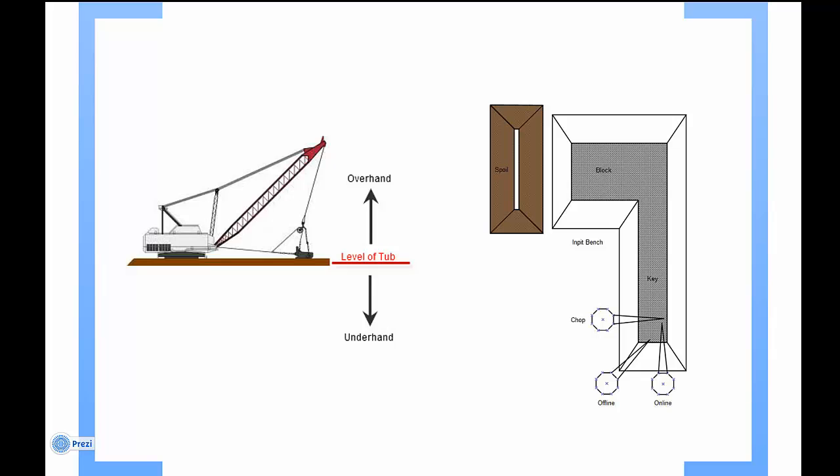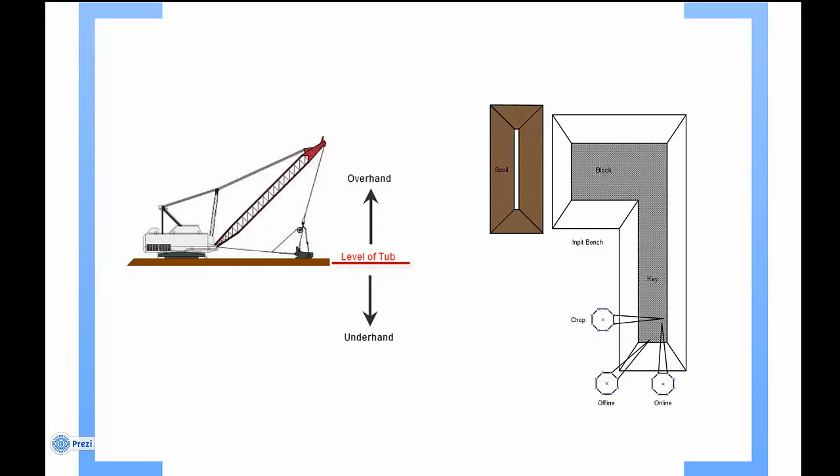We also have the position when it's sitting. So we have generally three classes here. We have an online, an offline, or sitting at the chop line. Online, which is essentially parallel to the high wall, allows shorter swings, which results in higher productivity, and allows better control when digging high walls, but it also limits the overall dig and dump radius.